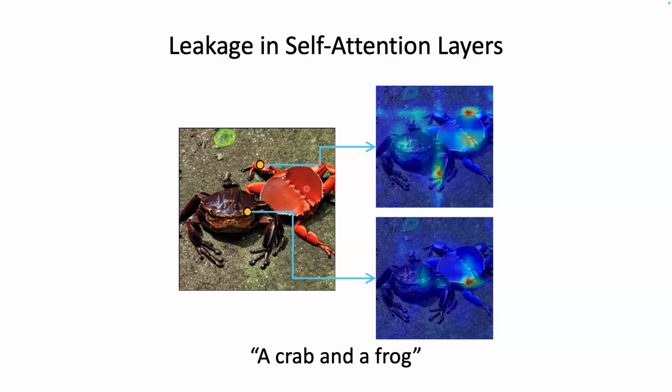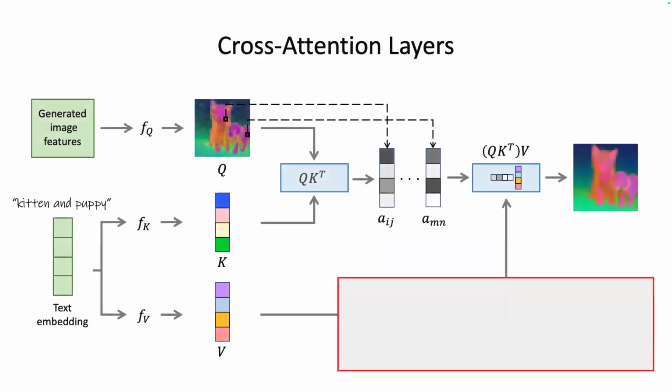So it's going to share features with the frog. And we call this property leakage between the two subjects. Features from the frog are leaking into the crab because they have some semantic correspondence. But this leakage happens not only because of the self-attention layers, but also because of cross-attention layers.